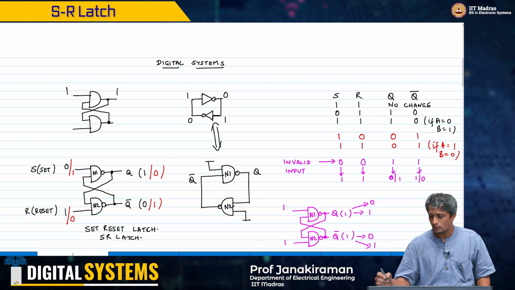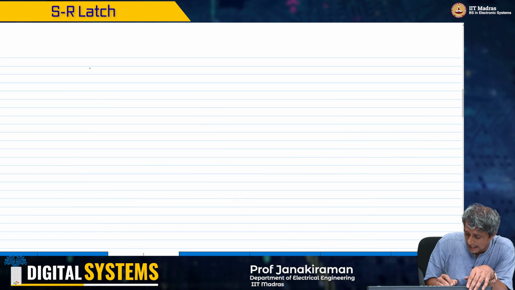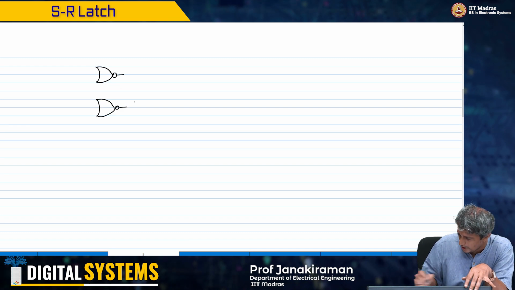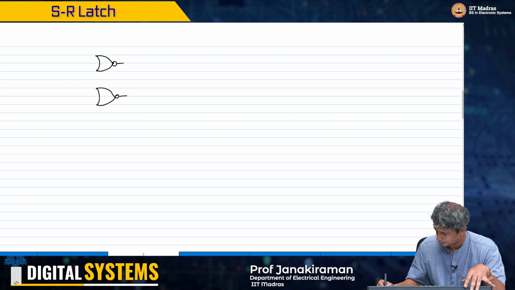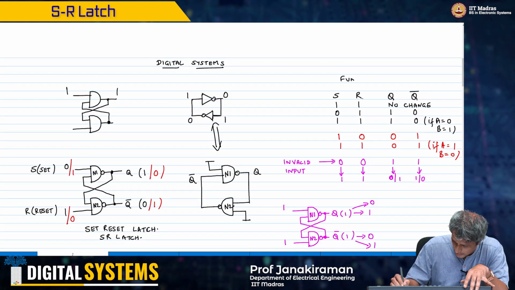Okay. Now, having constructed this with NAND gate, obviously I can also construct this with a NOR gate, right? Except that the condition can change a little bit. And by the way, this is actually our function table.